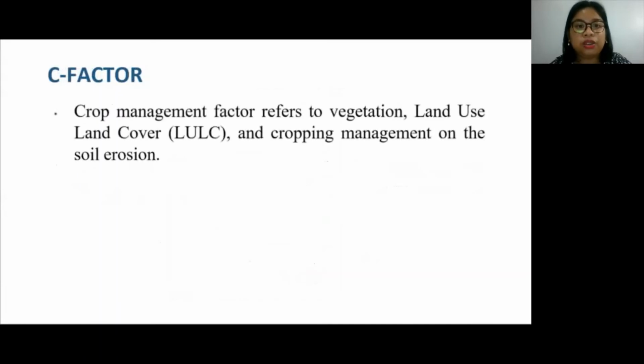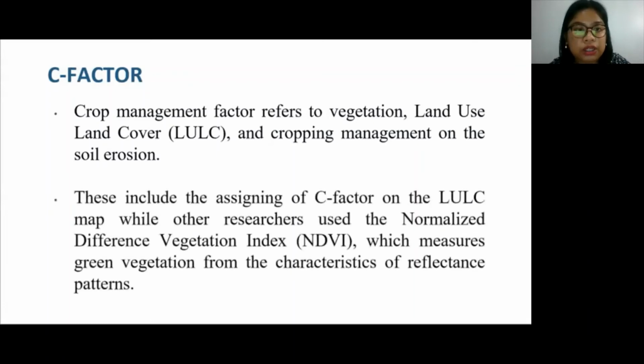Now let's proceed to the C factor. The crop management factor refers to the effect of vegetation, land use, land cover, and cropping management on soil erosion. It ranges from values 0 to 1, which indicates that the closer the value is to 1, the higher the erosion risk. For the computation of the C factor, there are various methods, such as assigning C factor values on the LULC map, while other researchers use the normalized difference vegetation index, which measures the green vegetation from the characteristics of reflectance patterns. NDVI values range from -1 to 1.